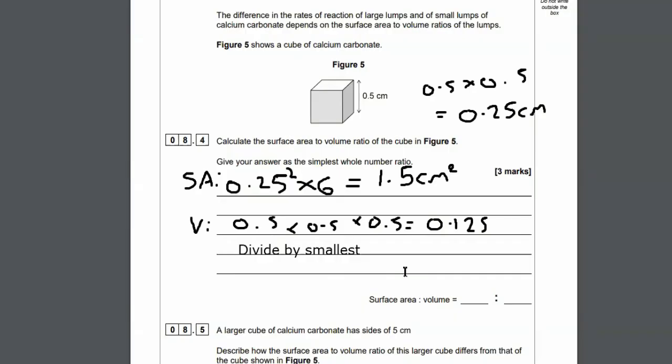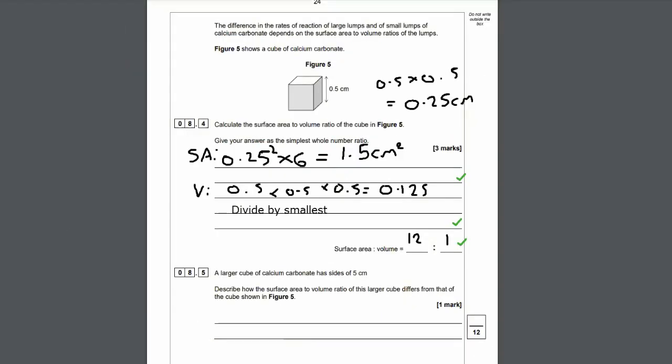So my surface area to volume ratio is 1.5 to 0.125. We want whole numbers because it asks for a whole number ratio. So we need to divide by the smallest. So 1.5 over 0.125, and we get 12 to 1.